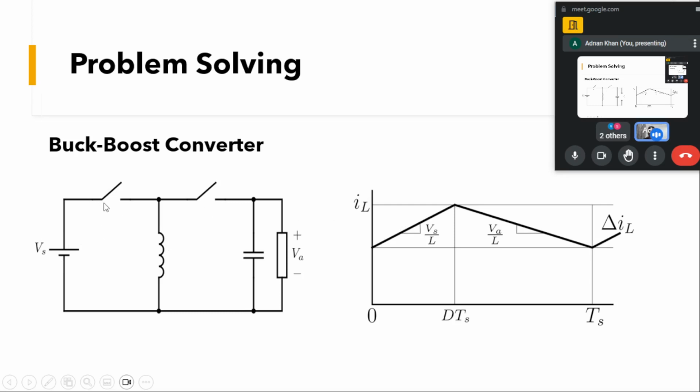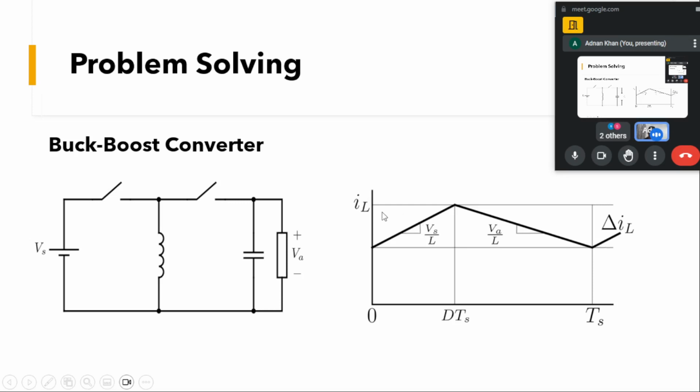And when this switch is turned off, this source is disconnected, and usually here it's a diode which gets forward biased, and this voltage will be impressed across this inductor. And since, as we saw in the previous week, this voltage is inverted, this negative voltage will be impressed across this inductor, and the current will start to decrease to a minimum point.